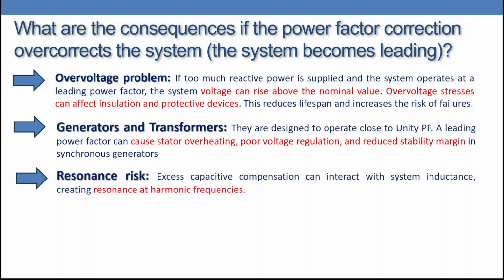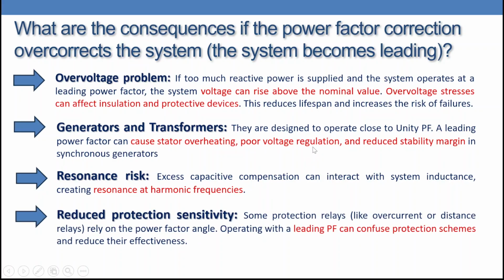Number 3, resonance risk. Adding more capacitance to the system might interact with the system inductance, which causes resonance. And the consequences of resonance will be overvoltage, excessive currents, harmonic amplification, and equipment failure, which threaten the system safety. Number 4, reduced protection sensitivity. Some protection relays, like overcurrent or distance relays, rely on the power factor angle. So having more capacitance or a more leading power factor can confuse the protection scheme, which reduces their effectiveness.